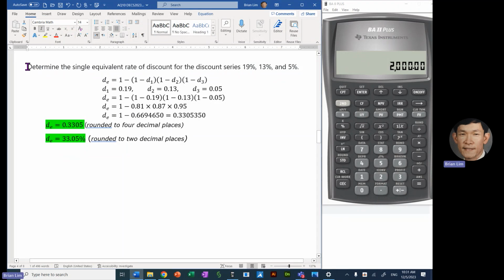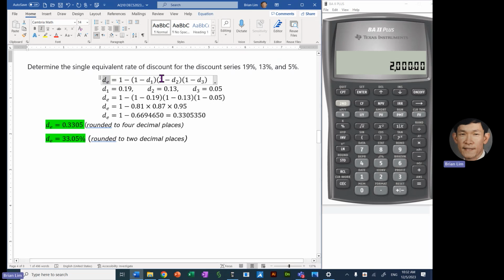Okay, determine the single equivalent rate of discount for the discount series. It's a series because there's 3 consecutive discounts, meaning they're applied one after the other. Now we can use this formula right here. D sub E is for the equivalent or the single equivalent rate of discount expressed as a decimal.